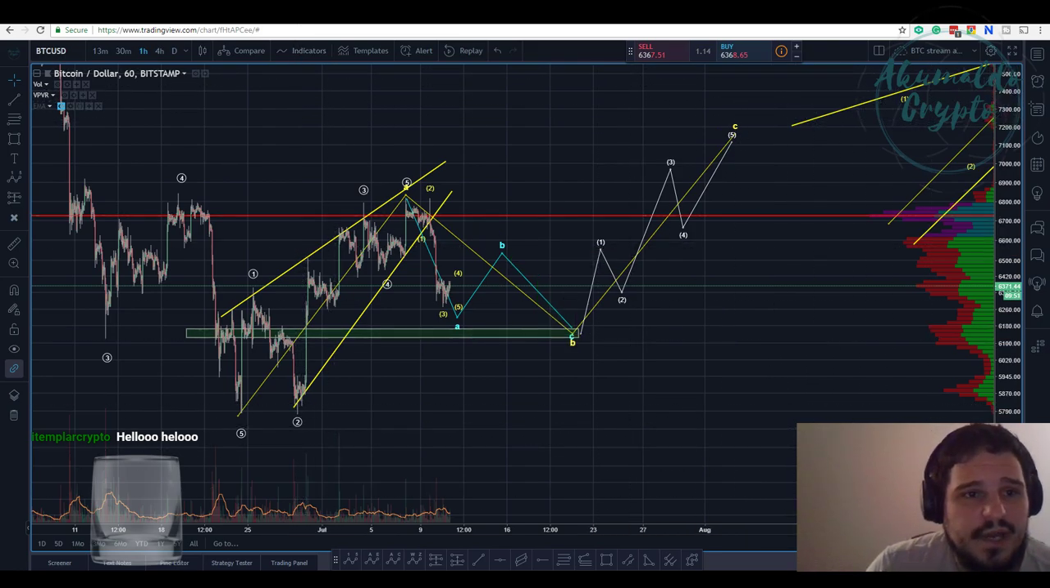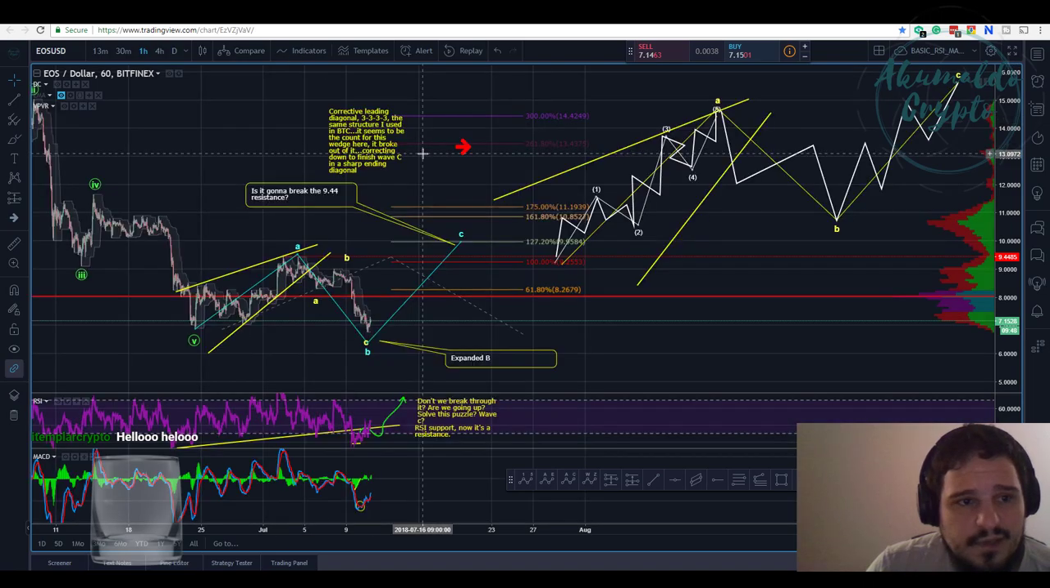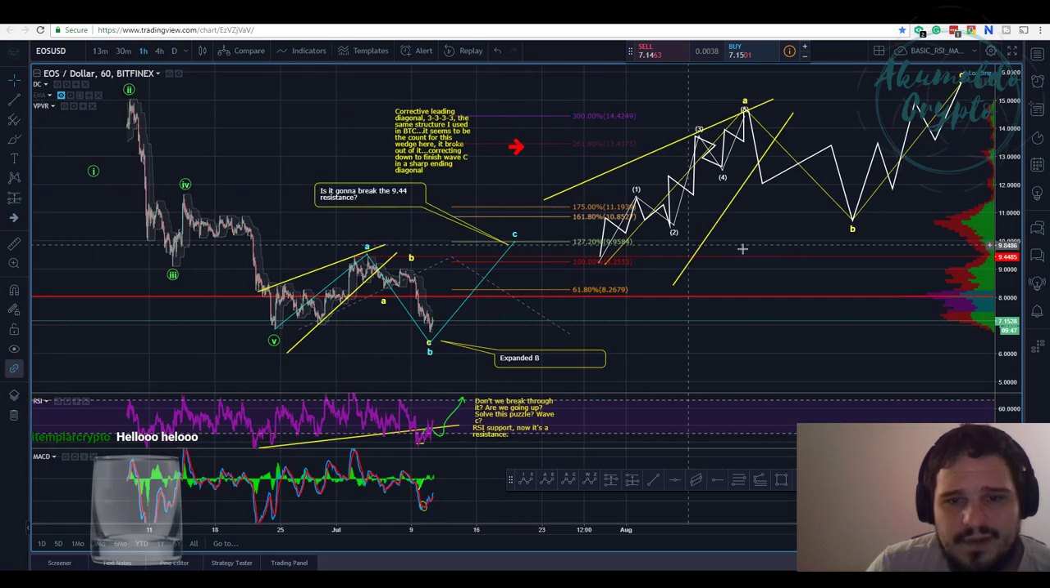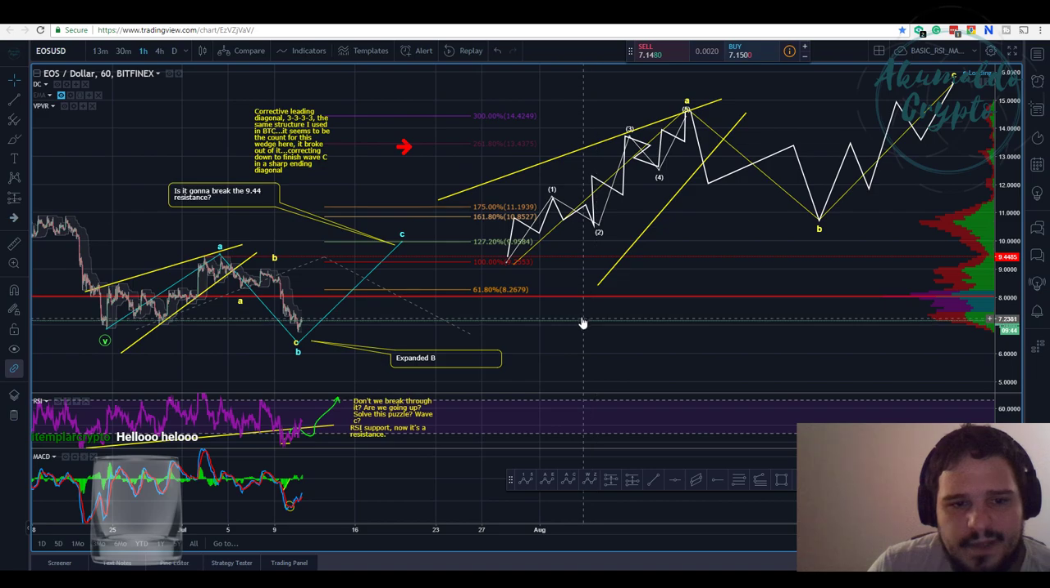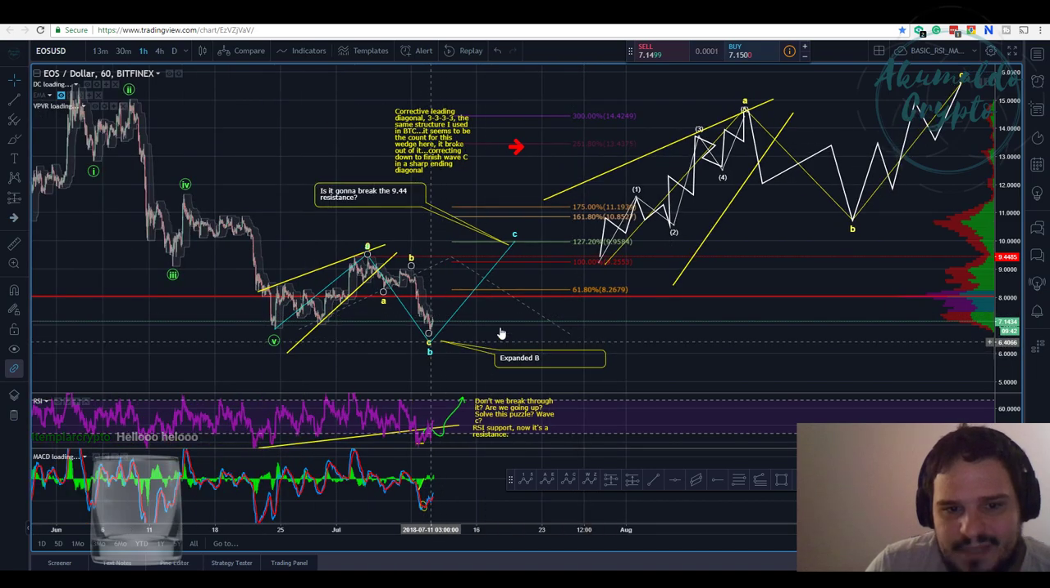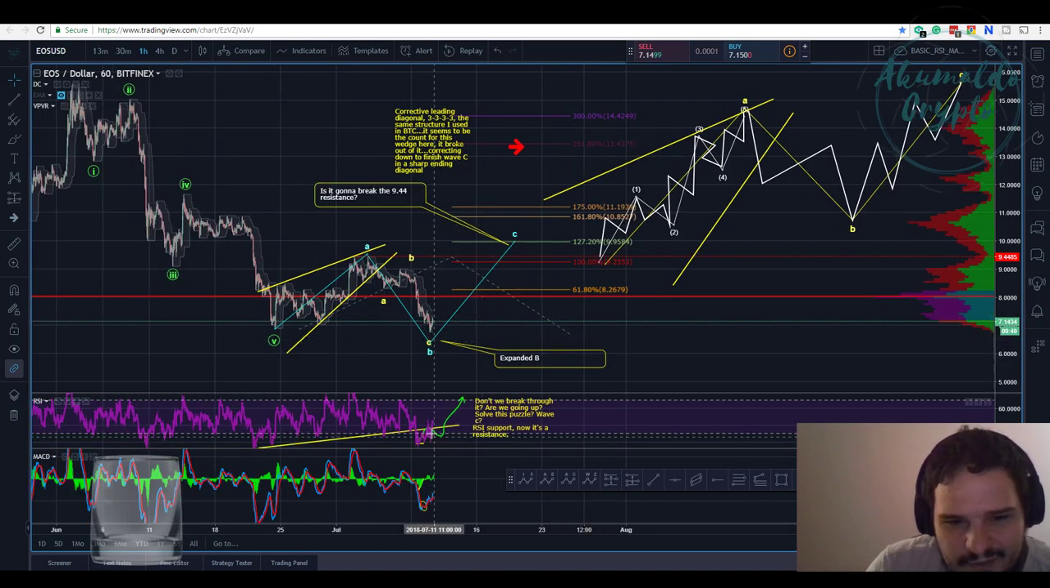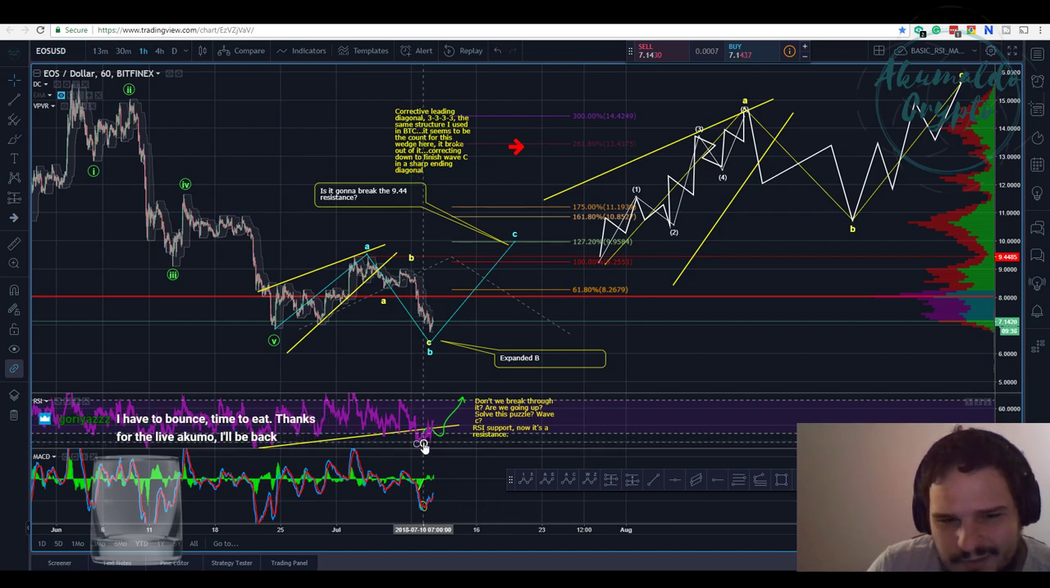What I am considering entering is EOS, okay? EOS, I have the same pattern, you see? Expanded B, but come on, guys. EOS, we had yesterday a really damn low RSI.